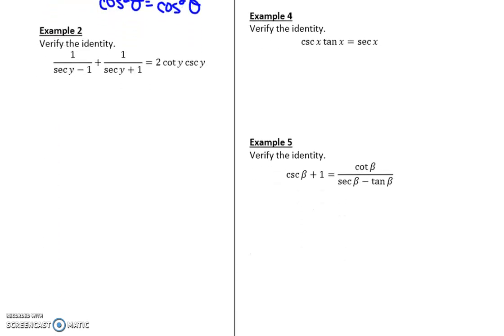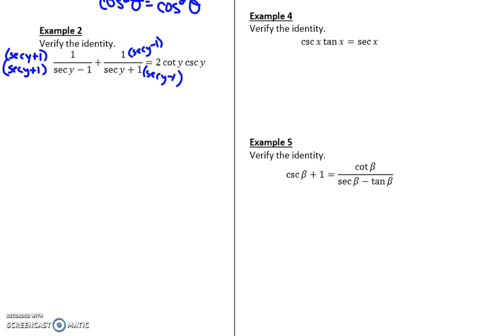Okay, this one, it looks more challenging than it actually is. So the left side looks a little bit more complex than the right side. So let's manipulate the left side to try to get it to be the same as the right side. So we need a common denominator. So I'm going to multiply the first fraction by secant y plus 1. And then whatever we do to the bottom, we have to do to the top. And then the one on the right-hand side gets multiplied by secant y minus 1. Again, whatever we do to the numerator, we have to do to the denominator.